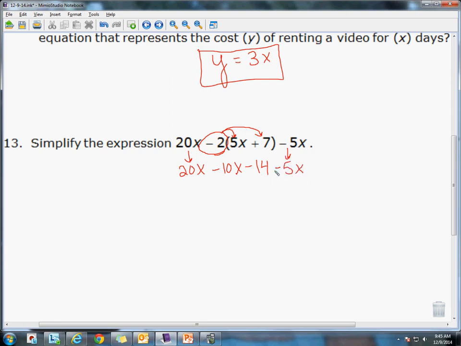You have two communities here. You have your x's and your constants. So we're going to go ahead and combine our x's. 20 minus 10 is 10, and 10 minus 5 is 5, so we have 5x. And then the constant that I have left over is a minus 14. And you can't combine those two, so that is your final answer.